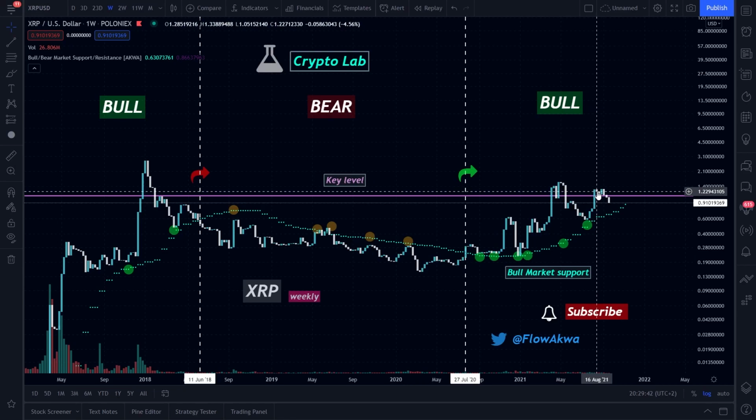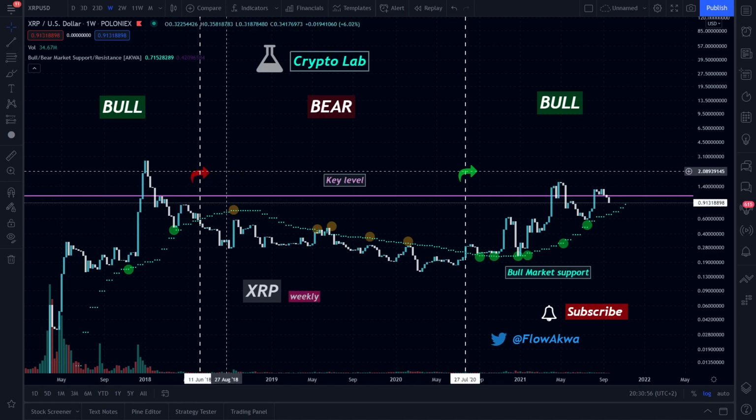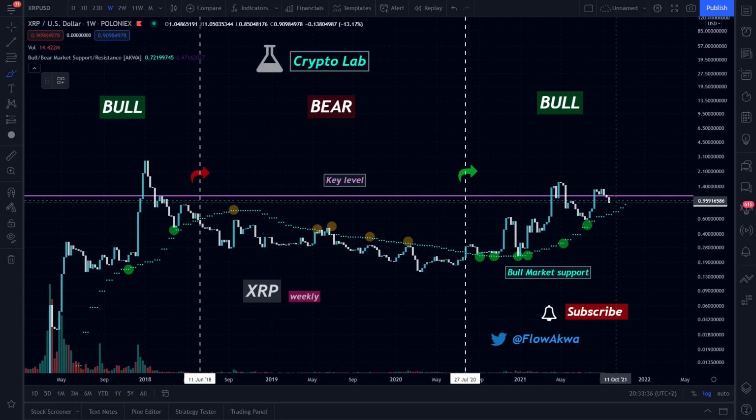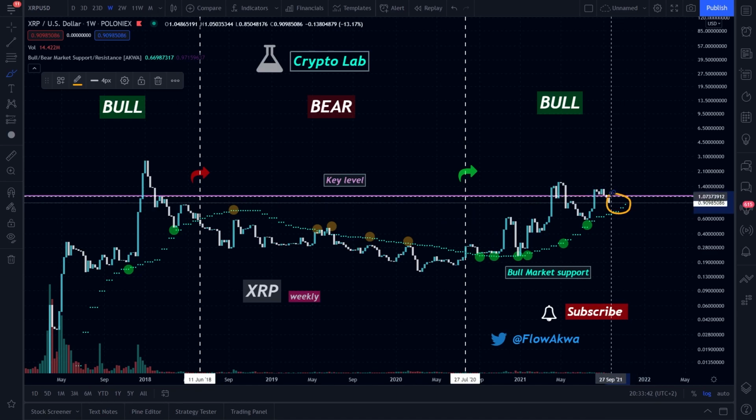Then we have 1, 2, 3, 4 full bodies above the key level, but we couldn't hold it for a 5th week. This means that so far XRP is not able to maintain more than 4 full bodies above the key level. So right now XRP is between the key level and the bull market support, and this area is a critical area for XRP.